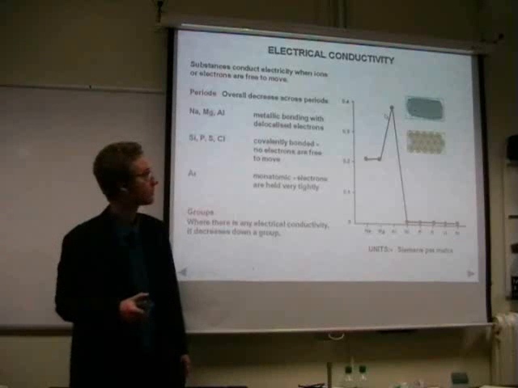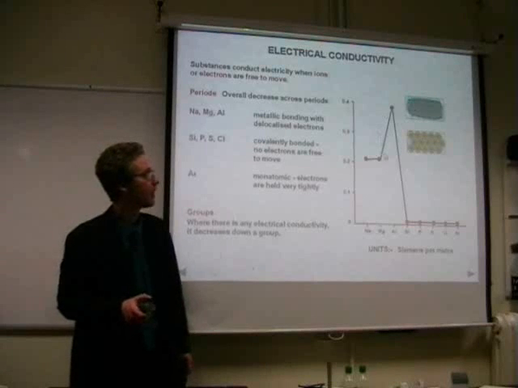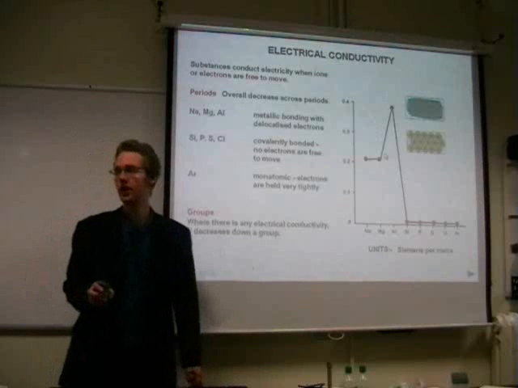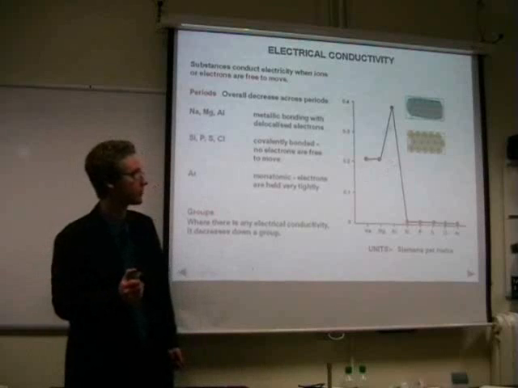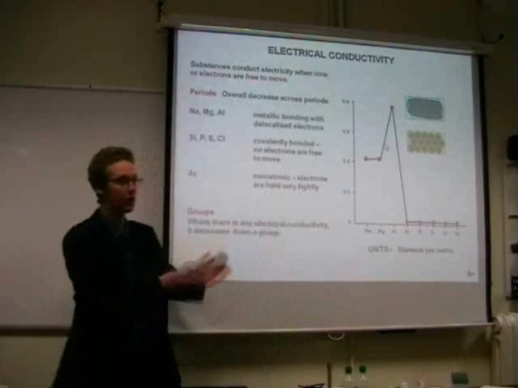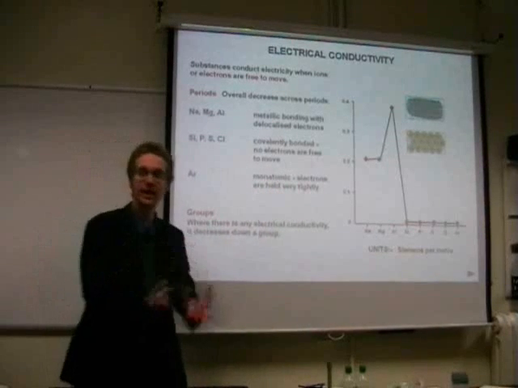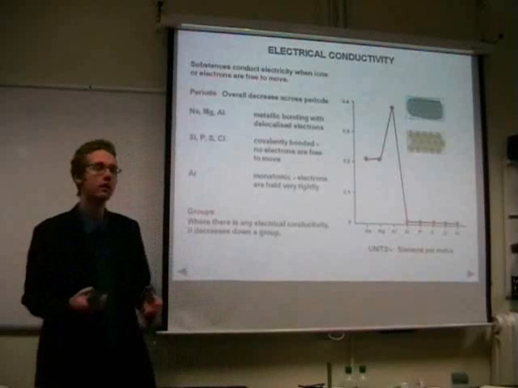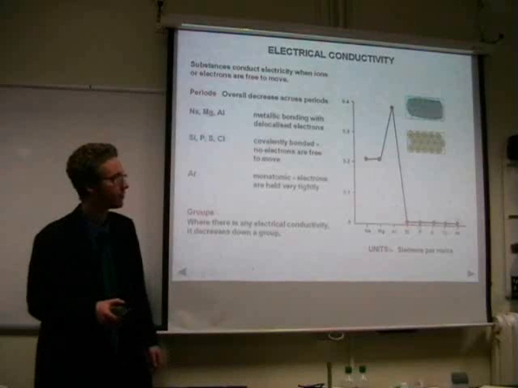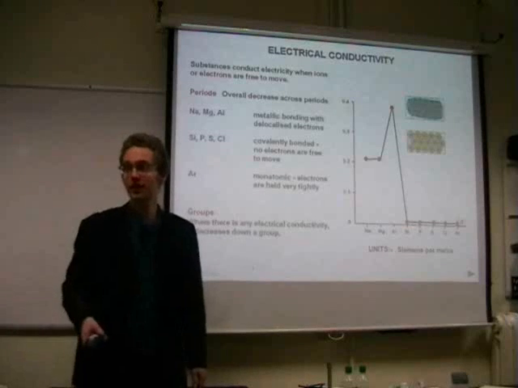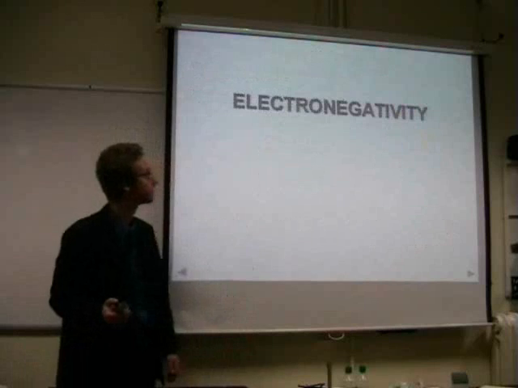Why is there such a big increase from magnesium to aluminium? It's beyond the scope of the syllabus, okay? But there is a significant increase. You just need to know that it gets bigger. Sodium to magnesium to aluminium, big increase, okay? Because you have more delocalized electrons. However, silicon through the rest, okay, no delocalized electrons, doesn't conduct.